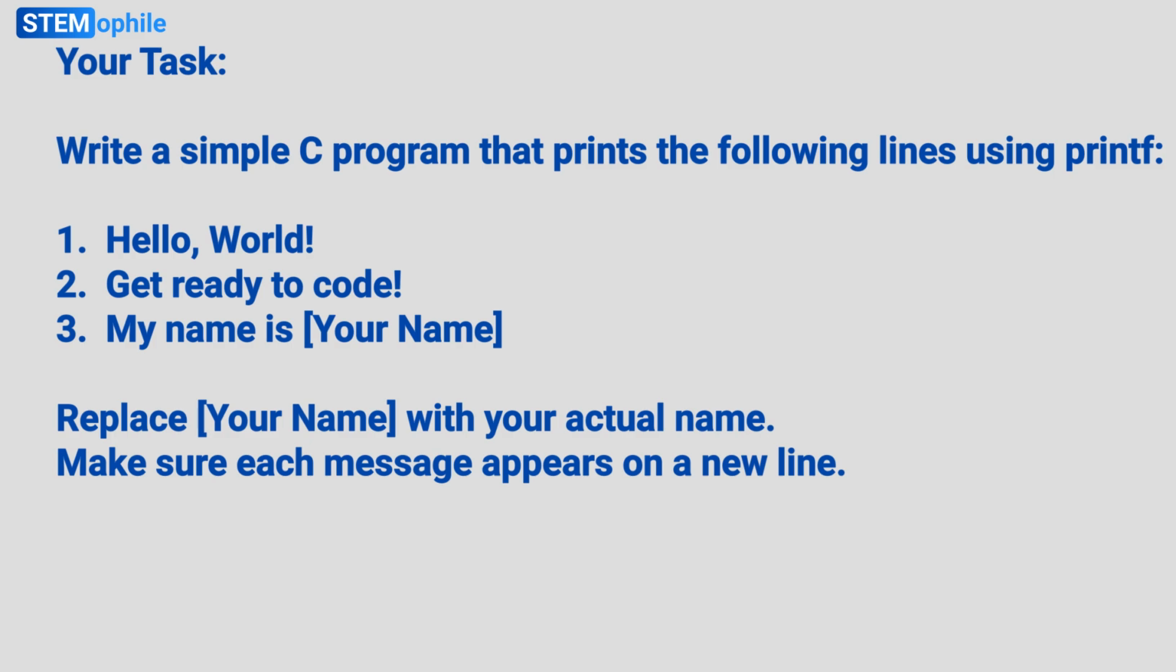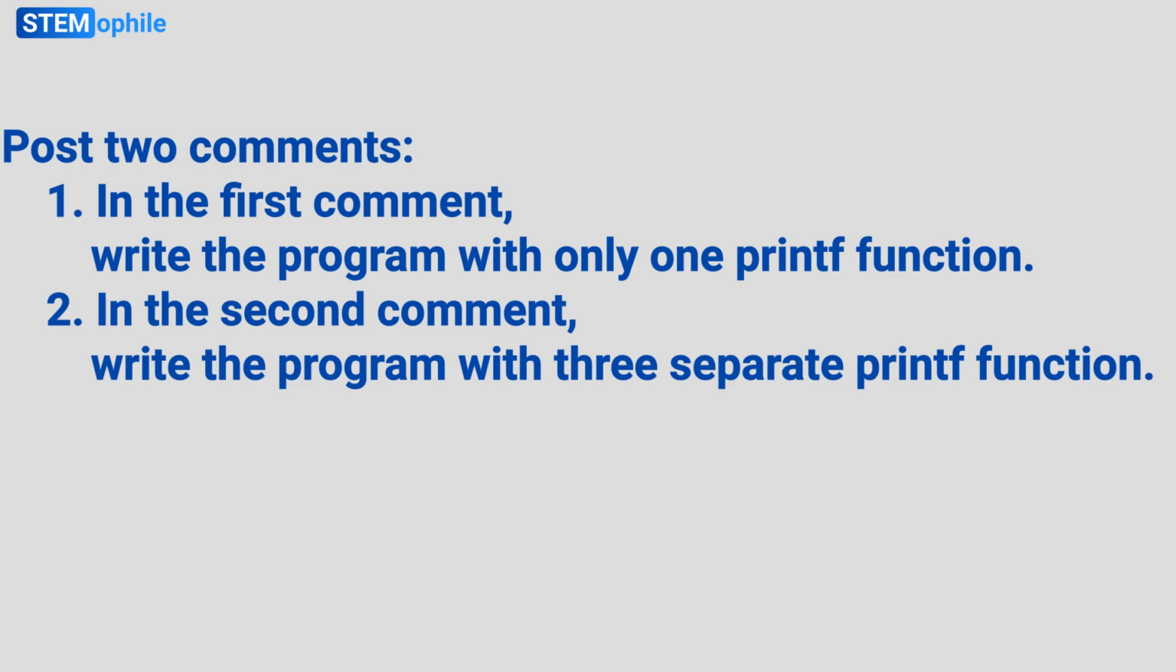Your task: write a simple C program that prints the following lines using printf. Make sure each message appears on a new line. Post 2 comments. In the first comment, write the program with only one printf function. In the second comment, write the program with 3 separate printf functions. Post your code in the comments below once you've completed the task.